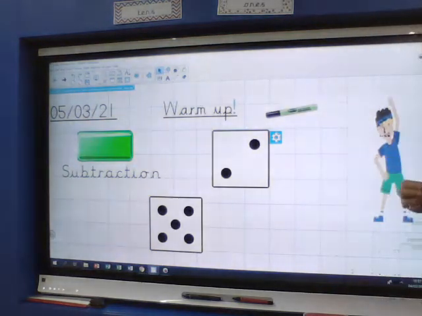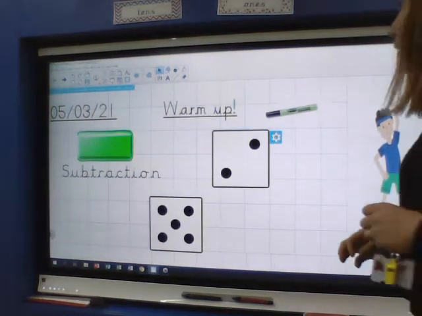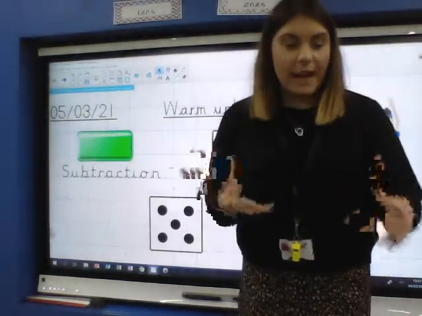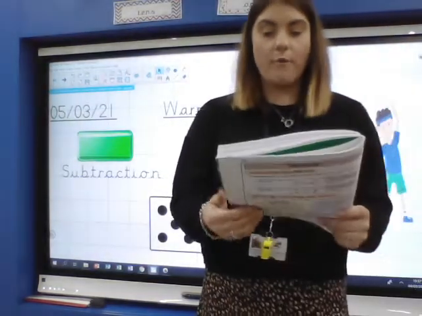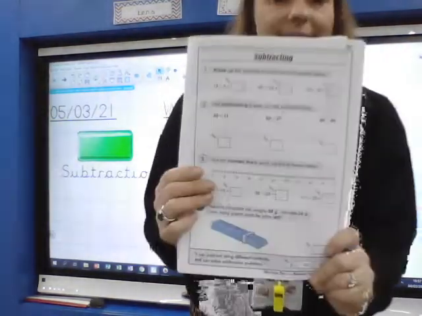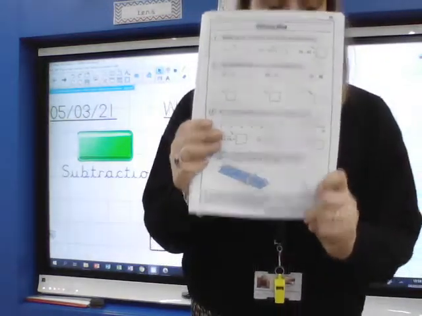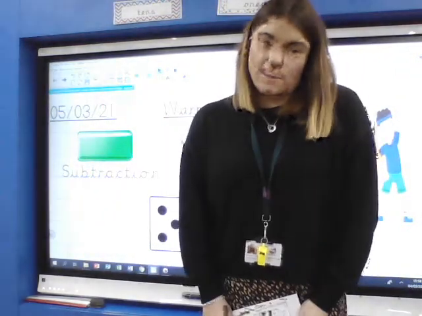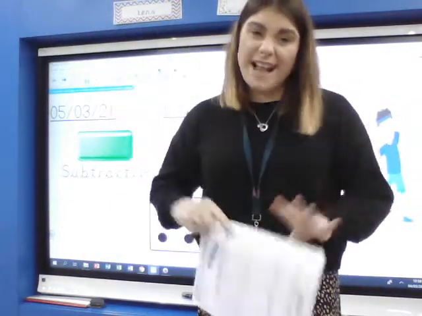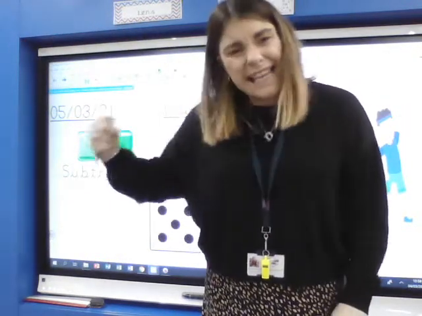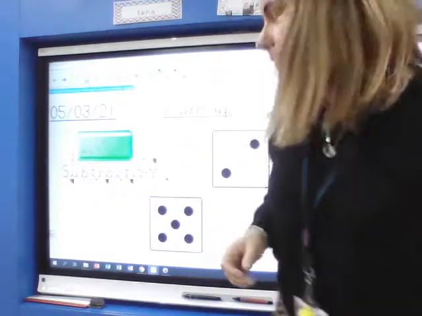Okay, so that should help us today, that warm up, with today's main learning and our main activity in our book. So just to remind you, we are on page 25 today, looking at subtracting. And I don't really like subtracting. I love adding because I'm getting more. But subtracting means I'm getting less, I'm taking away, and I'm getting smaller.